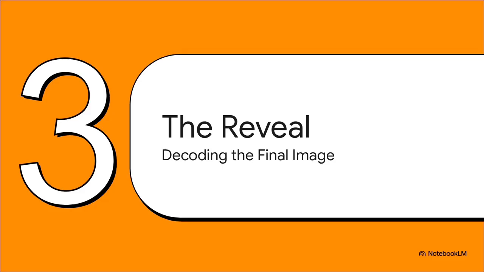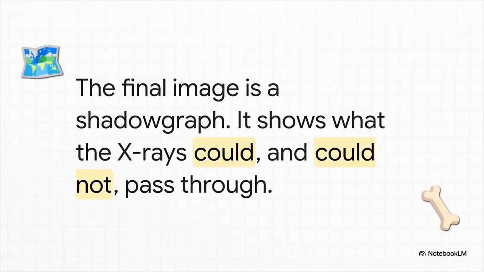So, the chemical dance is over. A picture has magically appeared out of what looked like nothing. But what are we actually looking at? Let's figure out how to decode this thing. You have to remember, an X-ray isn't really a photograph. It's more like a shadowgraph. It's a map of shadows.